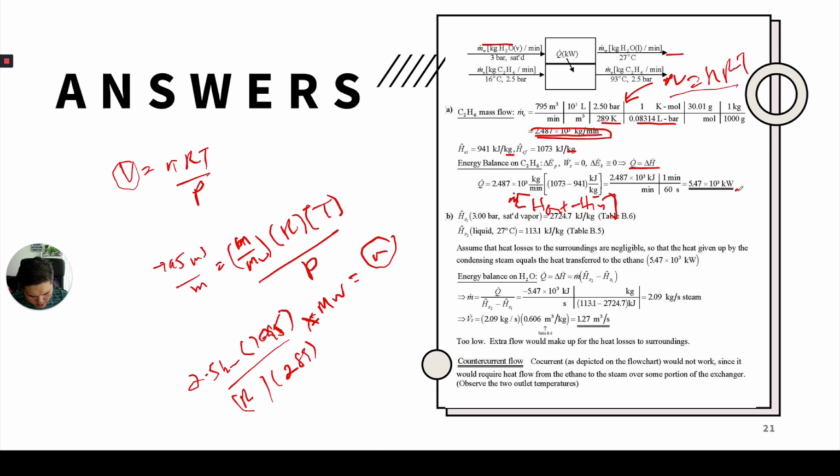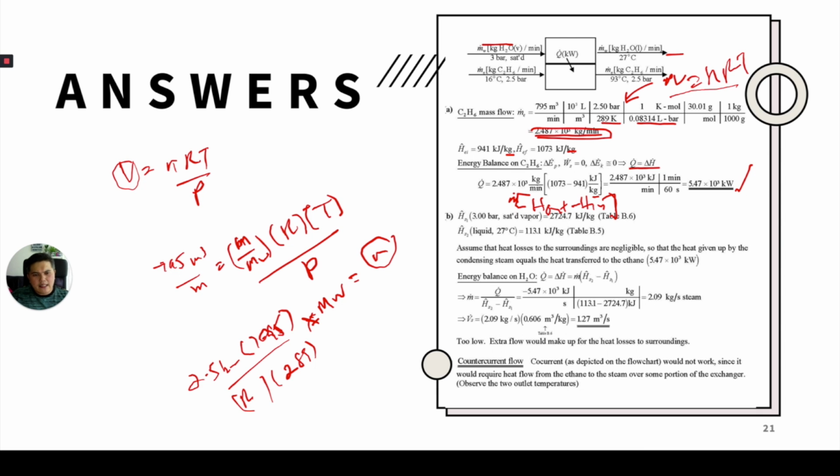Then when you convert accordingly, you know that this is the amount of heat being provided from the steam to make sure that the ethane is heated from 16 degrees Celsius to 93 degrees Celsius. So that's the first answer.